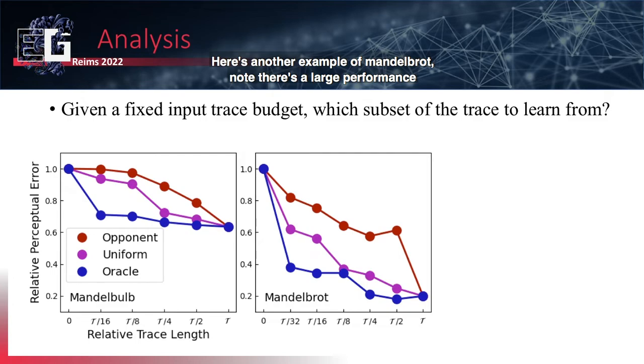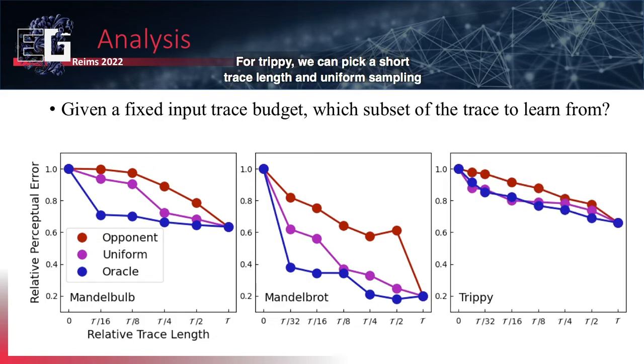Here's another example for Mandelbrot. Note there's a large performance gain by using extra program traces. For trippy, we can pick a short trace length, and uniform subsampling is often as good as the oracle. Note even when the sample budget is small, we can pick a short trace length corresponding to the left parts of these plots, and the extra information from the program trace can still substantially reduce the error without significant extra cost and inference time.